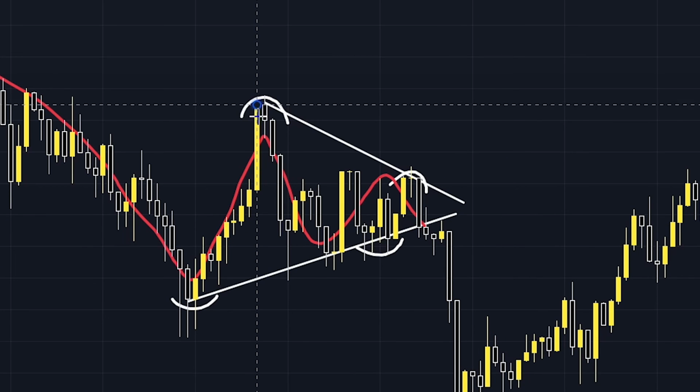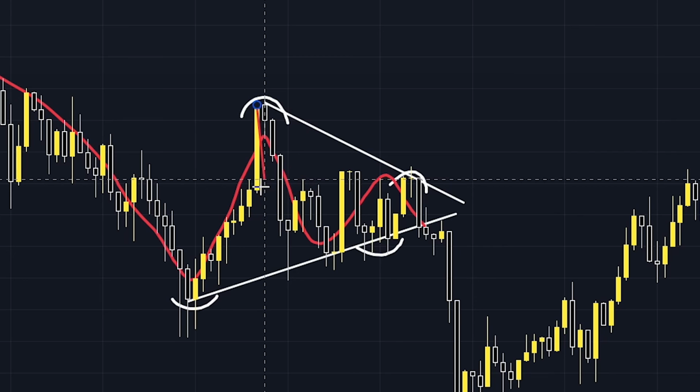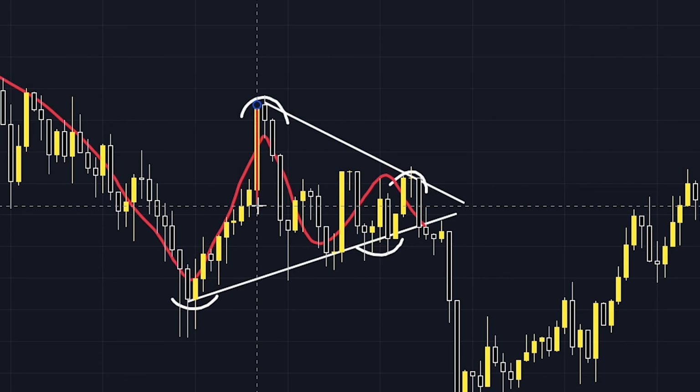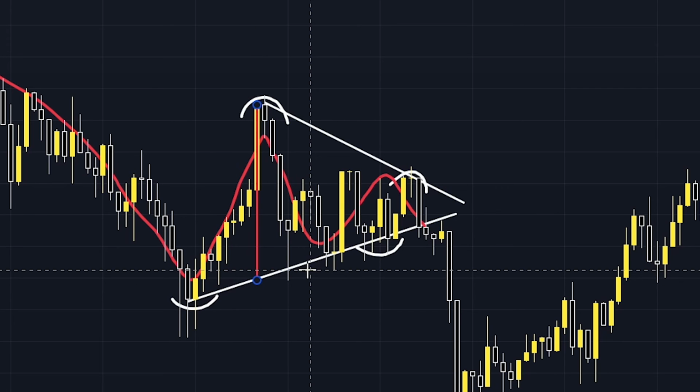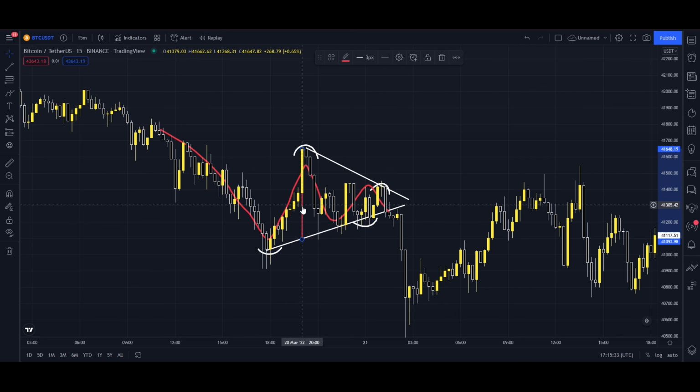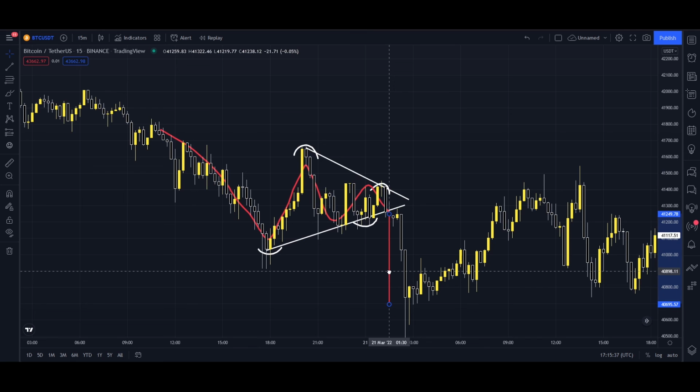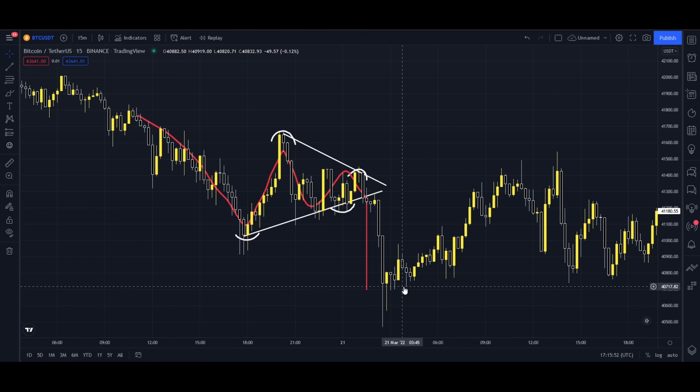But how much? All we have to do is consider the distance between the highest high and this trend line, the uptrend line. Okay, let me bring it down here. As you can see, we hit the TP in a perfect way. Guys, that was literally everything you had to know about these two patterns.